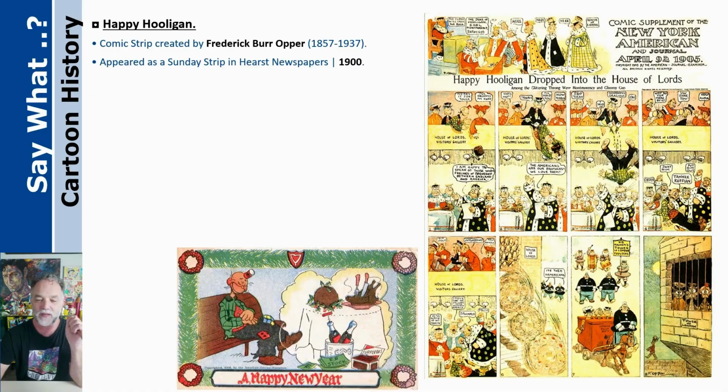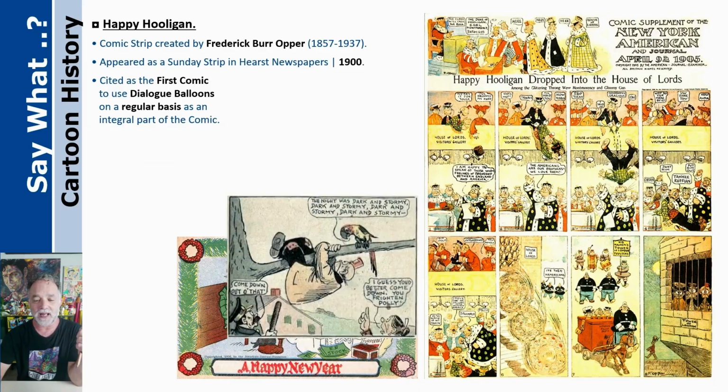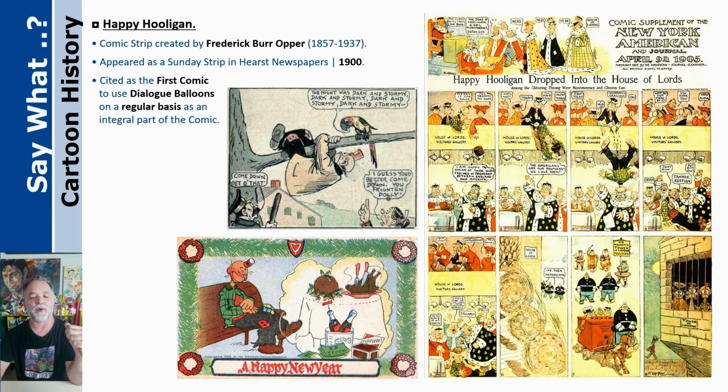Then finally we have Happy Hooligan, a cartoon created by Frederick Burr Opper, which told the misadventures of a good-hearted hobo who encountered a lot of misfortune, mainly due to his low position in society. It was created in 1900 and is cited as the first comic to use dialogue balloons on a regular basis as an integral part of the comic. Opper is also the artist who brought us our antediluvian ancestors, which we covered in the cartoon history timeline, the episode on the Stone Age.